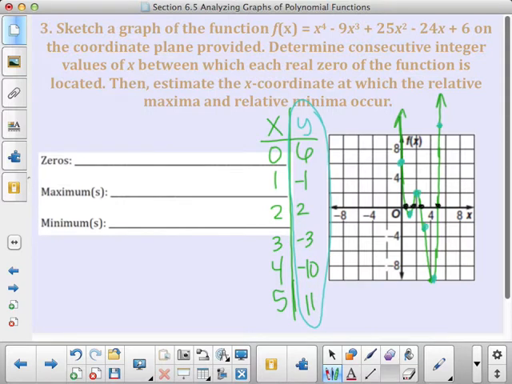So what we could say is they're between, okay, got to remember we're going by twos here, so we're between 0 and 1. The next one is in between 1 and 2. Okay, this next one is in between 2 and 3. And then the one after that would be in between 4 and 5. Okay, so those would be my estimated values.